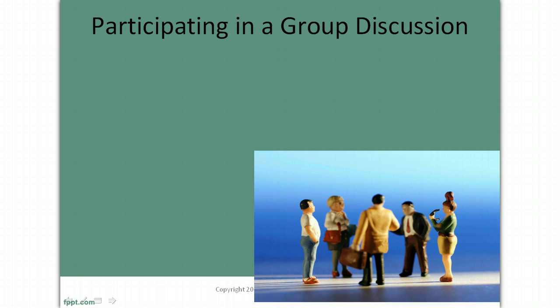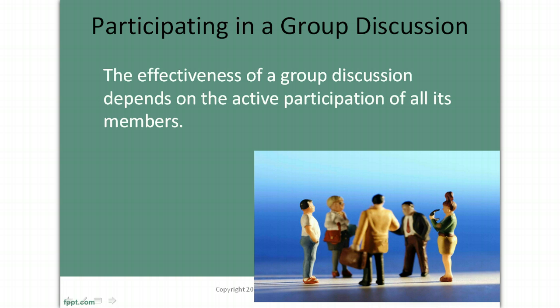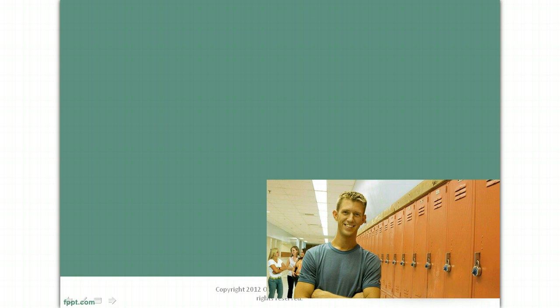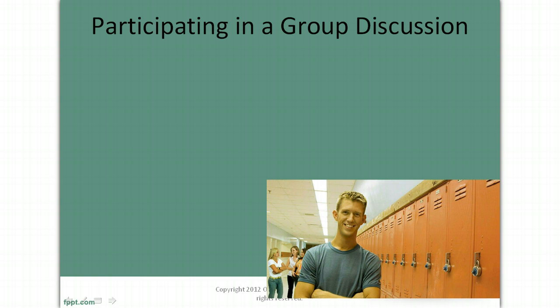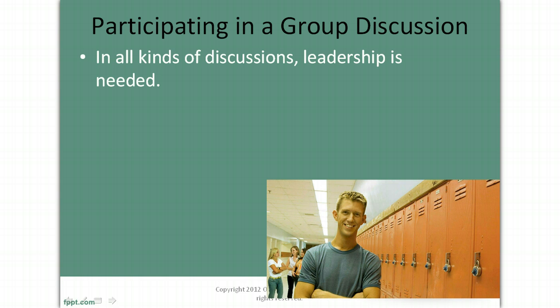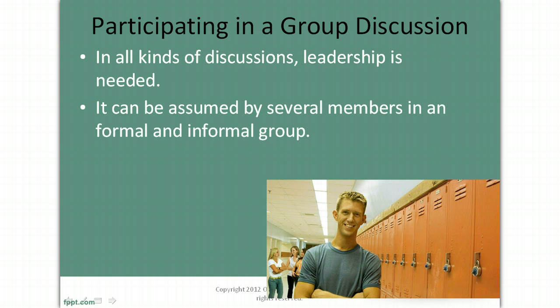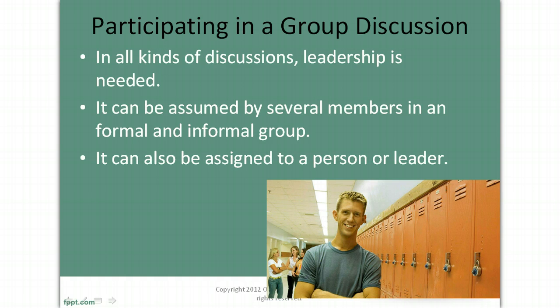How do you participate in a group discussion? The effectiveness of group discussion depends on the active participation of all its members. In all kinds of discussion, leadership is needed. People's personalities differ. Not everyone in a group discussion will exercise the same influence or leadership. Leadership can be assumed by several members in a formal and informal group. It can also be assigned to a person or a leader.